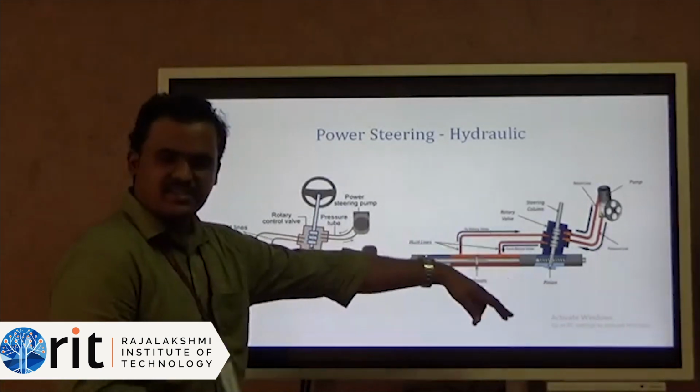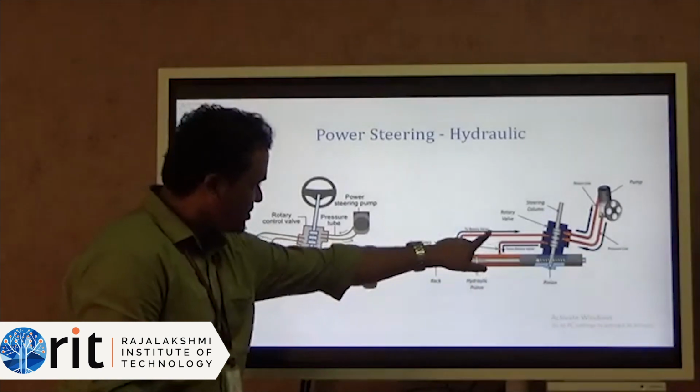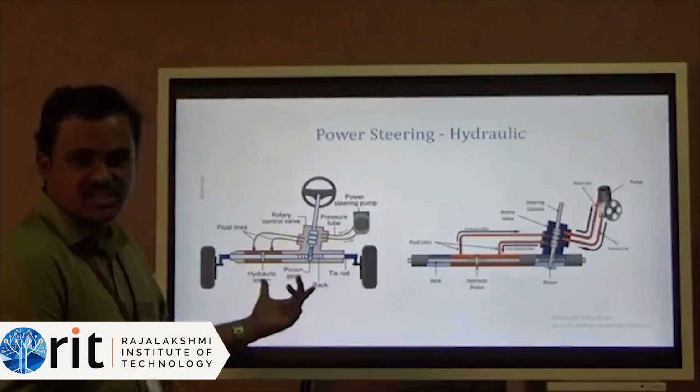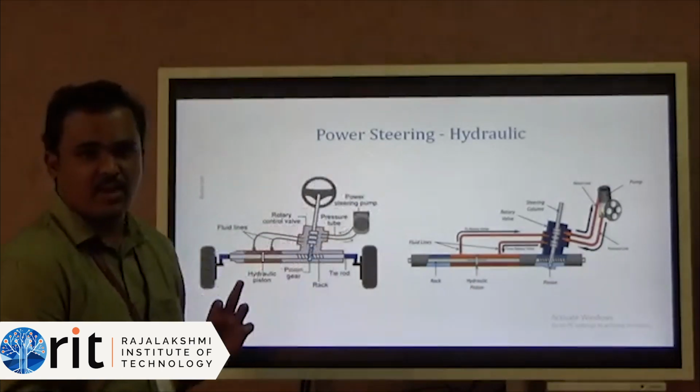This is the extended version of the diagram. Here the fluid pressure comes in, and the piston can move to the left or to the right. Based on that the wheel alignment will change. This is nothing but the power steering in hydraulic.